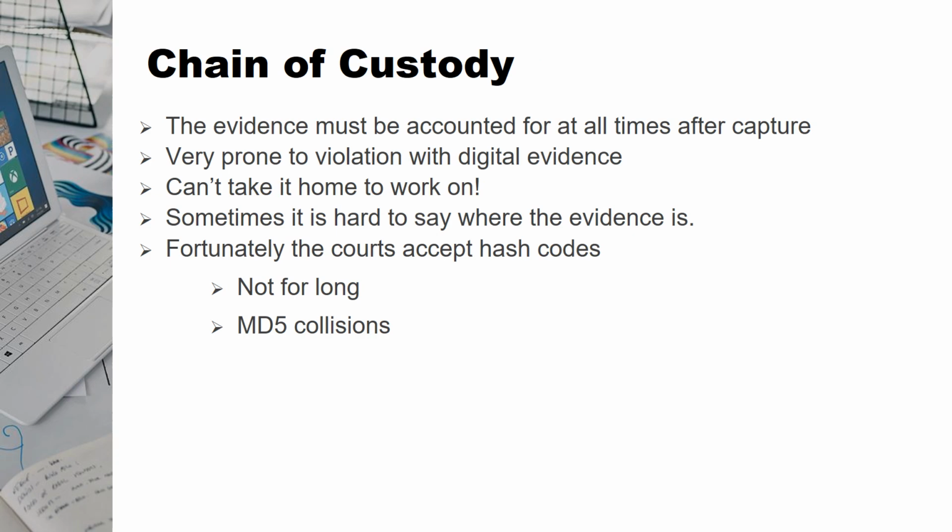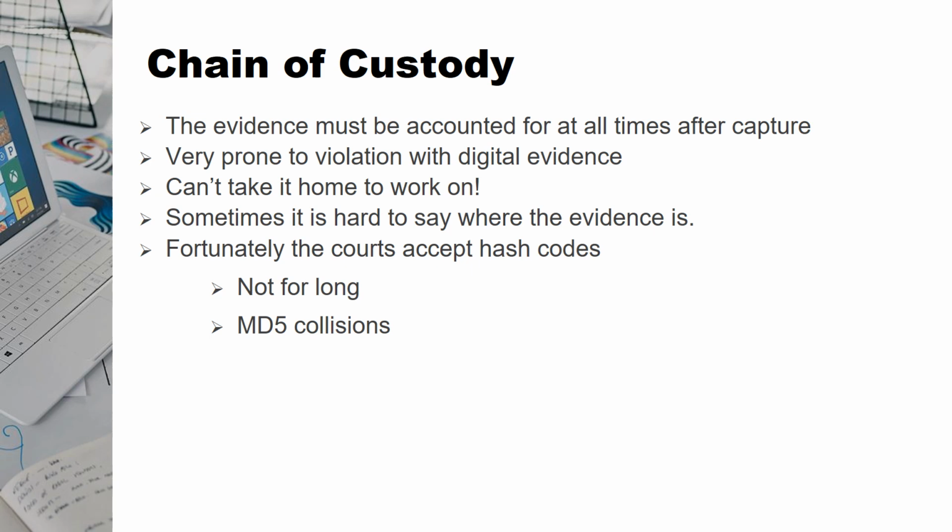Then there is an important thing to look at, which is the chain of custody. The chain of custody is the documented and unbroken trail showing who has handled the evidence from the moment of capture to its presentation in court. This is especially critical for digital evidence, which is highly prone to contamination or loss. Unlike physical evidence, digital data can be easily altered or deleted. So investigators must never take original devices home or work on them outside secure environments.